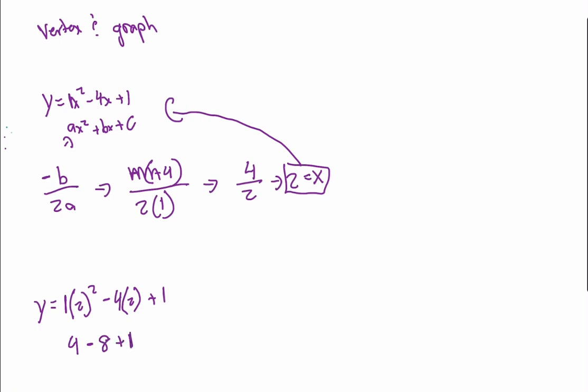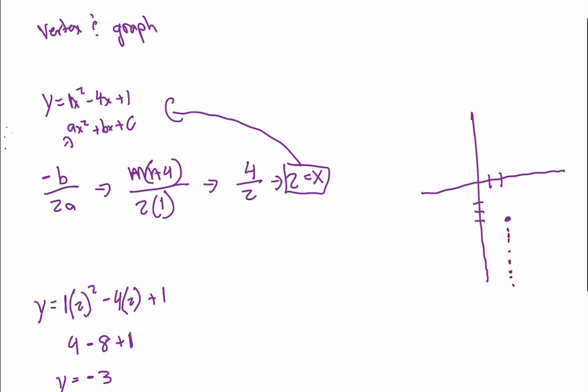4 minus 8 is -4, plus 1 is -3. So our y is going to be equal to -3. Now that we know our vertex, we can begin to graph. If I draw the graph over here, we know that we can go over 2 to the right and down 3. This is our vertex. So I can also draw our axis of symmetry here.